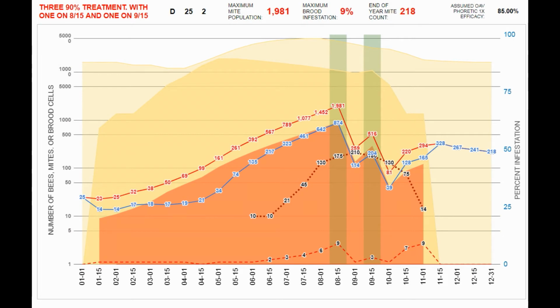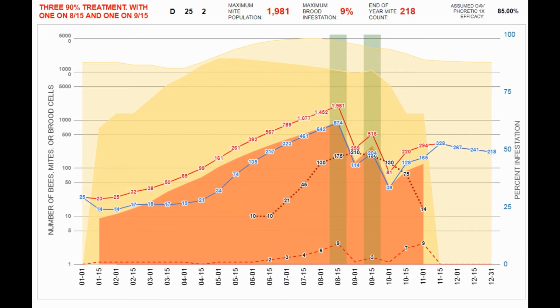So this is experiment 3. We've established 2 treatments, one on 8/15 and one on 9/15, that seem to give the best mite kill and lowest brood infestation of any of the other possibilities. So now we're going to try a third treatment and see how that works. Obviously, we're at a survival point here, but not necessarily with the end of year mite count. But we are seeing a pretty good drop in the infested bees at the end of the year. But let's watch what happens and see if we can improve that with a third treatment.